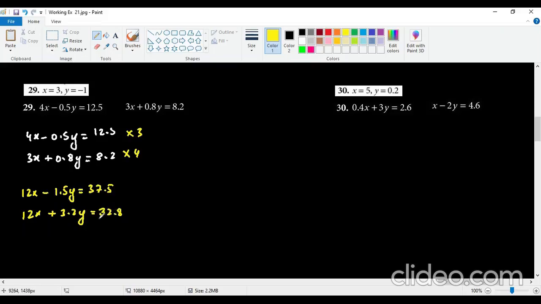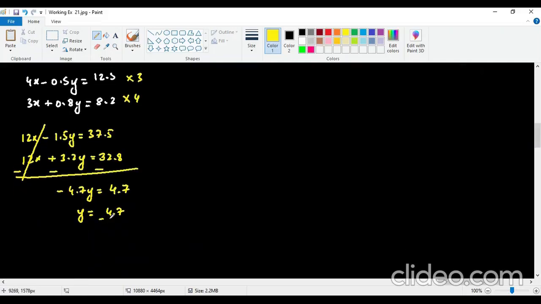Now in here, as I can see 12x, so minus 12x, minus 3.2y and minus 32.8. So when subtracting, this gives us minus 4.7y, and this side is going to be 4.7. So y will be equal to 4.7 divided by minus 4.7. So this is going to give us y equals -1. And this is the value of y.